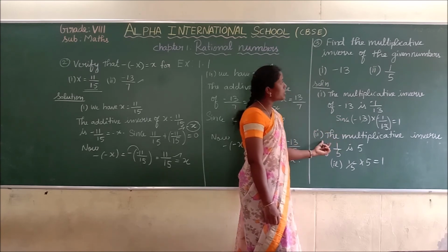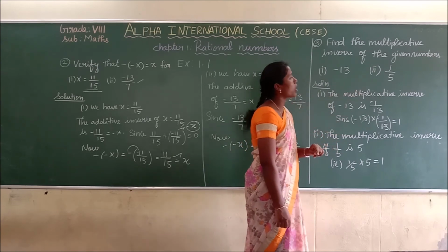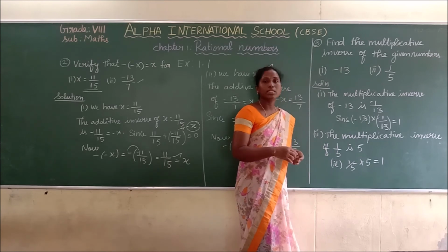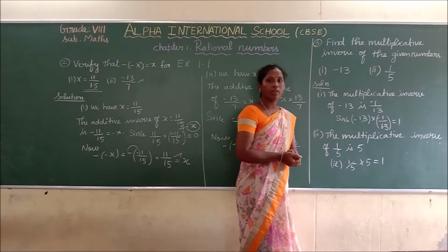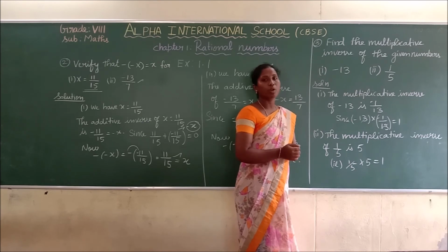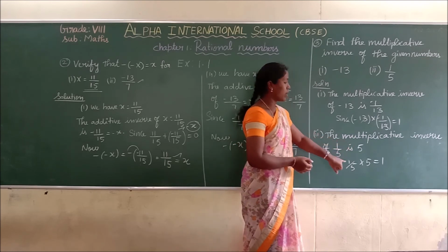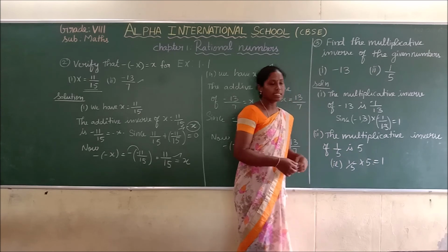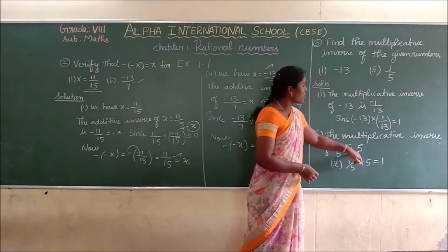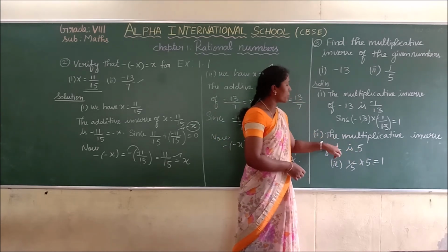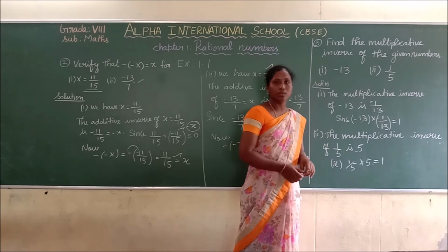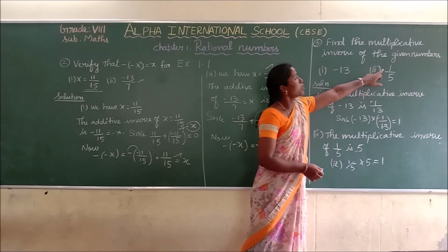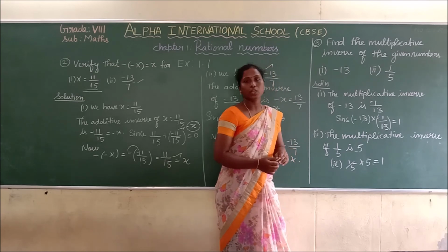Look at the second subdivision. The question is 1 by 5. So guess what is the multiplicative inverse for 1 by 5? The number's reciprocal itself. What is its reciprocal? For 1 by 5, the reciprocal is 5. So if you take 5 and multiply with 1 by 5, you will get the result 1. So we can say that for 5, 1 by 5 is the multiplicative inverse, and for 1 by 5, 5 is the multiplicative inverse.